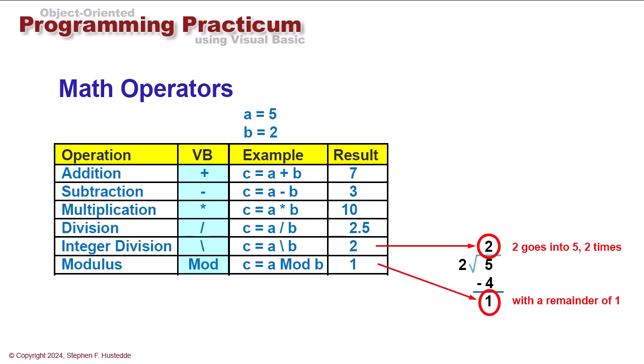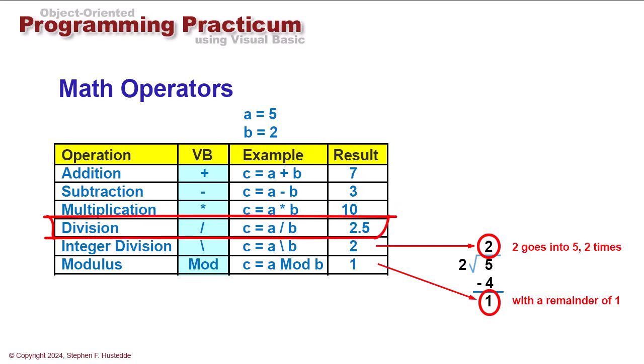I've given you some examples for all of these, and I have two variables, a and b. A is 5, b is 2. So for addition, a plus b would give 7. For subtraction, a minus b, c would be 3. For multiplication, if c is equal to a times b, c is going to equal 10. Division, a divided by b is 2.5.